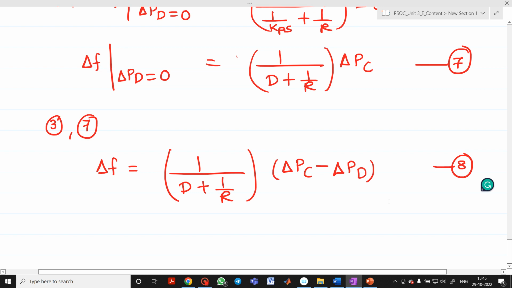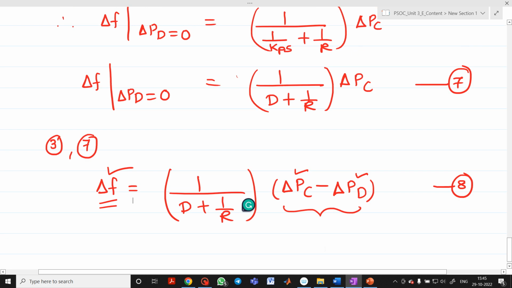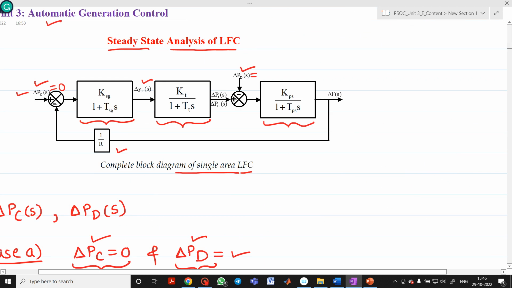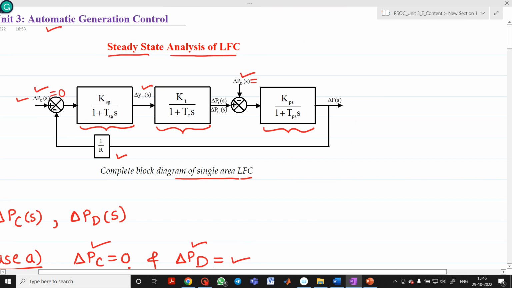From the above equation, if delta PC is equal to delta PD, that is, whatever the demand is, that much commanded power is there, then the change in frequency will be equal to 0. So the frequency change caused by the load demand can be compensated by changing the setting of the speed changer. As far as there is a change in delta PD, if there is a corresponding change in delta PC, then the change in frequency, delta f, will be equal to 0. So this is the steady state analysis of single area load frequency control.